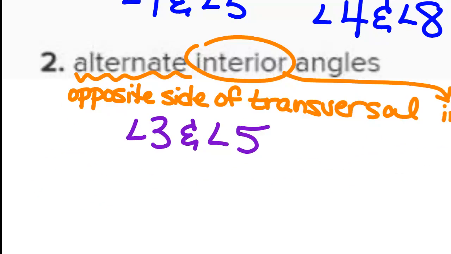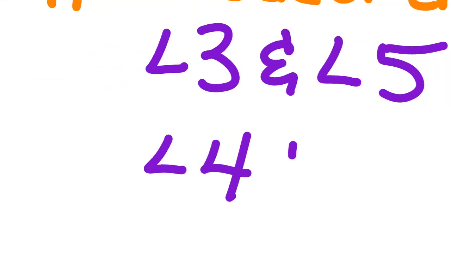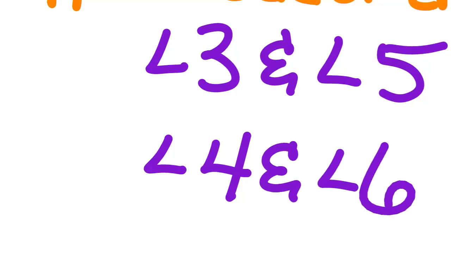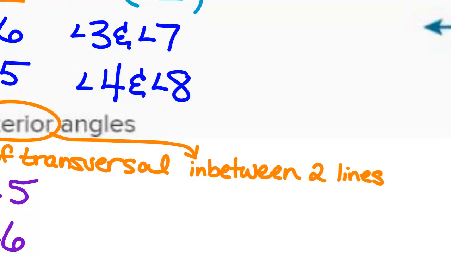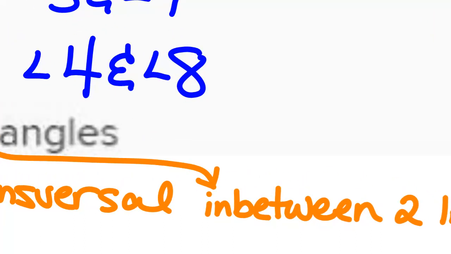Okay, so angle 3 and angle 5. What's another pair of alternate interior angles? Angle 4 and angle 6. Are there any other alternate interior angles? Nope, we only have 2 pairs. Are those congruent or supplementary? These ones are congruent.